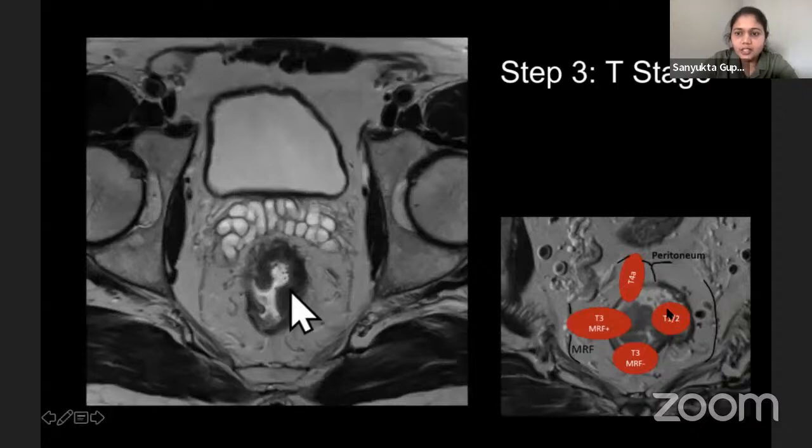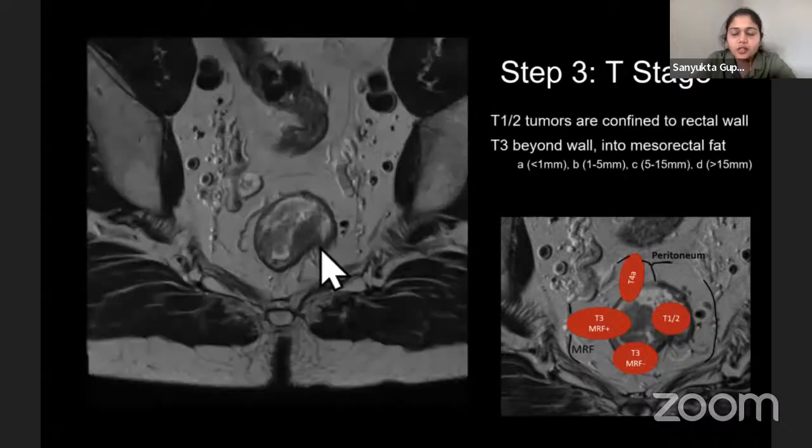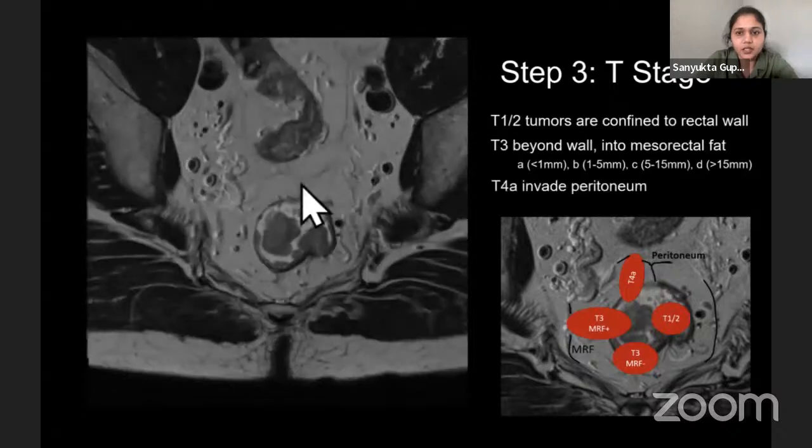If it is a T1, T2, it is limited to the submucosa. If it's invading the muscularis propria, it becomes a T3 stage. Then for T3, again, we need to identify the maximum distance beyond the rectal wall. And then we have to specify whether it's MRF positive or MRF negative. And if it is anteriorly going beyond the peritoneal reflection involving the other organs, then it becomes a T4a stage. So T1, T2 are confined to the rectal wall. T3 is beyond the wall: a, b, c, d, less than 1, 1 to 5, 5 to 15, and greater than 15 mm.